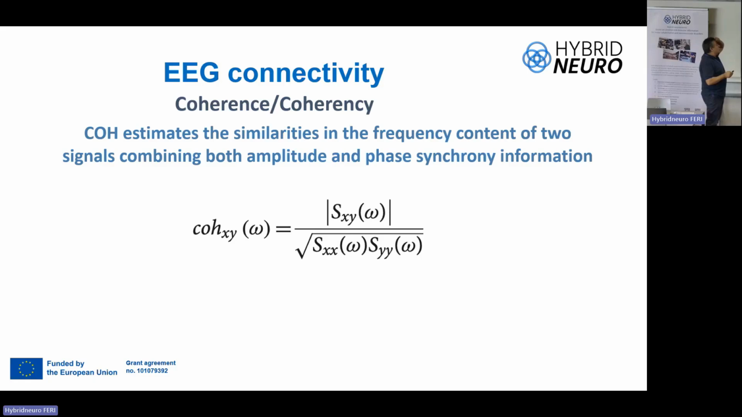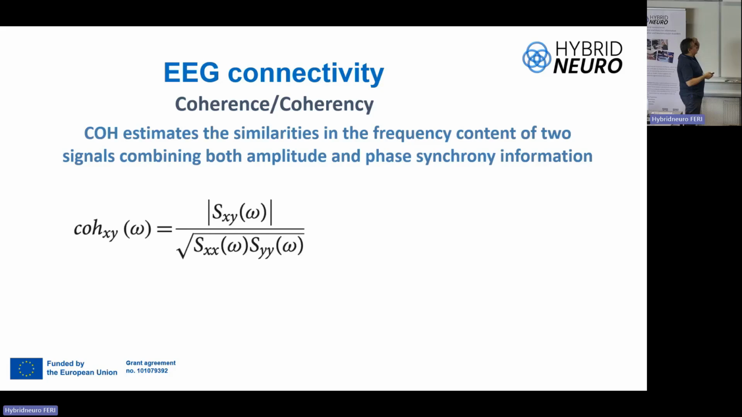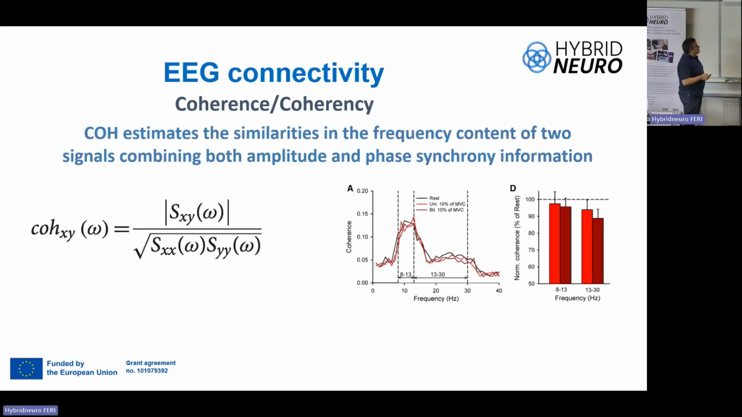Usually you calculate the magnitude squared coherence, which is the magnitude of this. So this is a real value. And it's interesting from the neurophysiologists' point of view because we can calculate the coherence in specific bands and the average of the values of the coherence, we can compare, etc. But the coherence is a complex function.